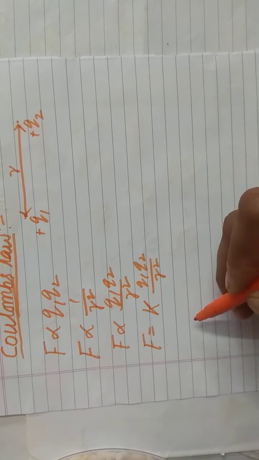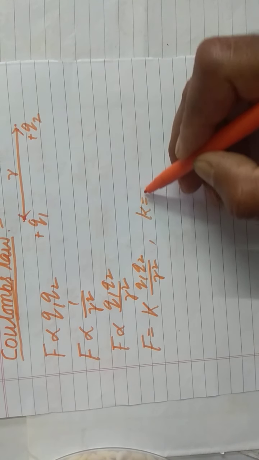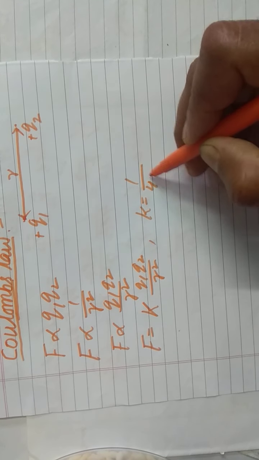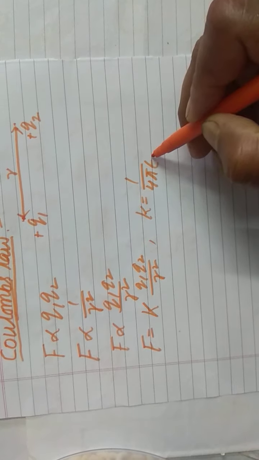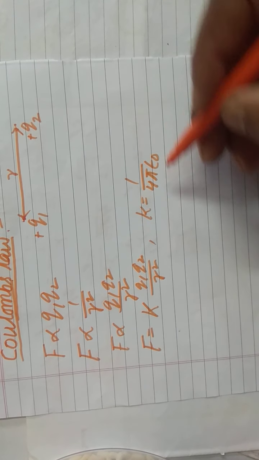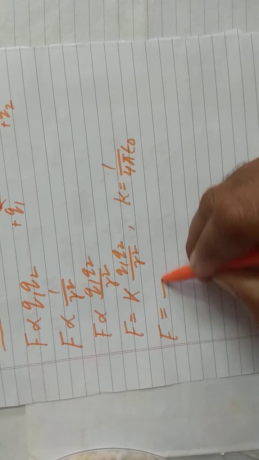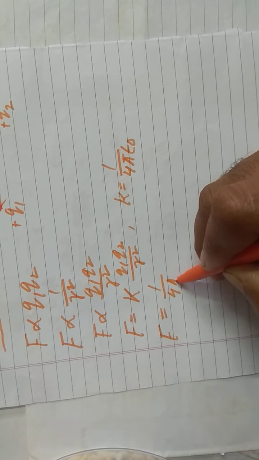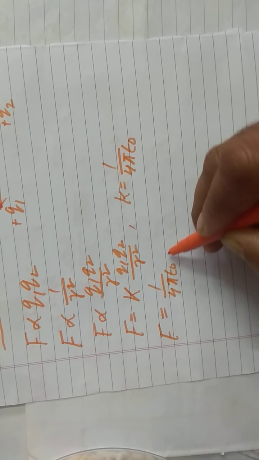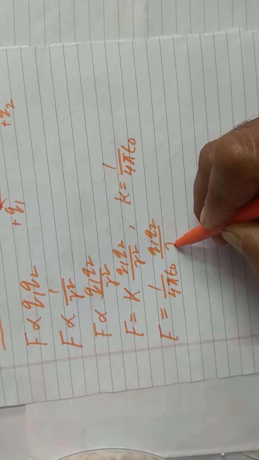Now this constant K can have a value where K equal to 1 by 4 pi epsilon naught, where epsilon naught is the permittivity of free space. So I can write F will be equal to 1 by 4 pi epsilon naught Q1 Q2 by R square.